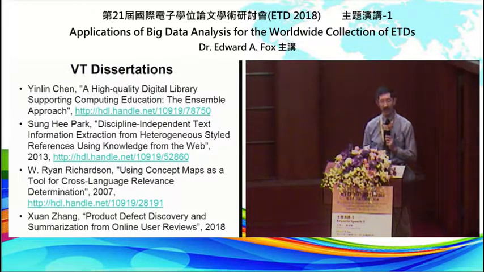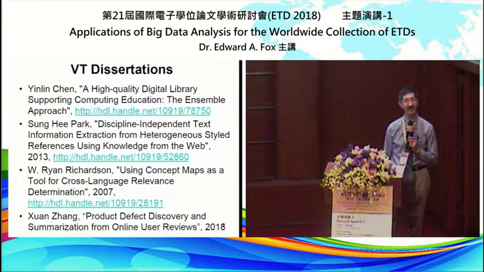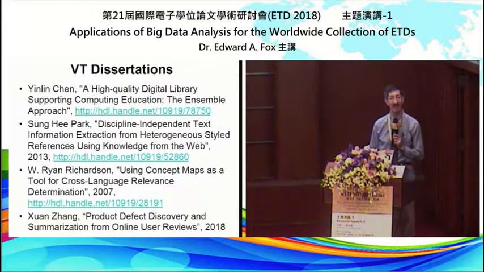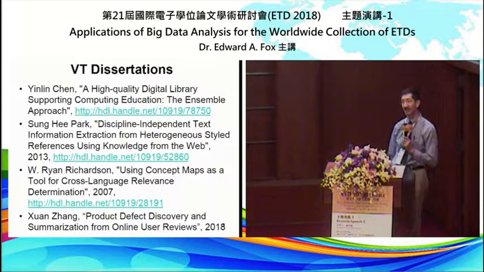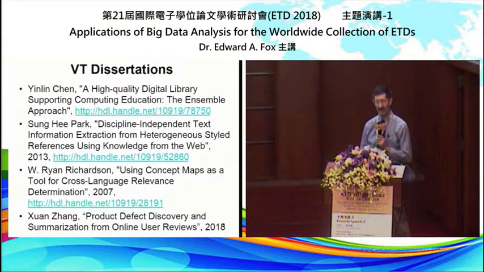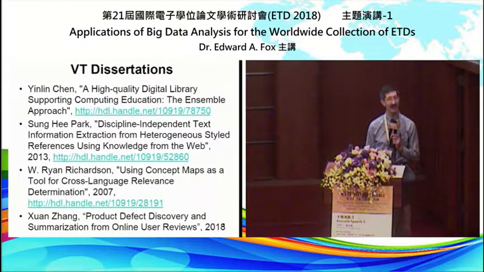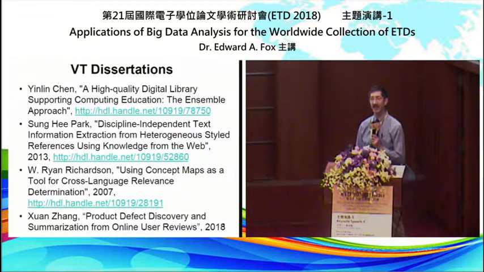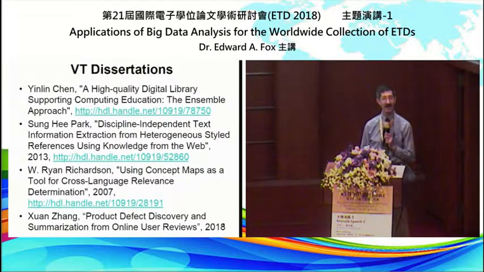Sung-hee Park worked on taking the references that you find in dissertations and other works and understanding them, analyzing them, and putting them into a database so we can understand who the names of the authors are and the journals and so on. Ryan Richardson looked at electronic dissertations and he said, how can we help people understand them more easily in different languages? So he built a concept map to show the structure and the content of a dissertation, and then he translated it to another language so that people could easily find and discover this in different works.